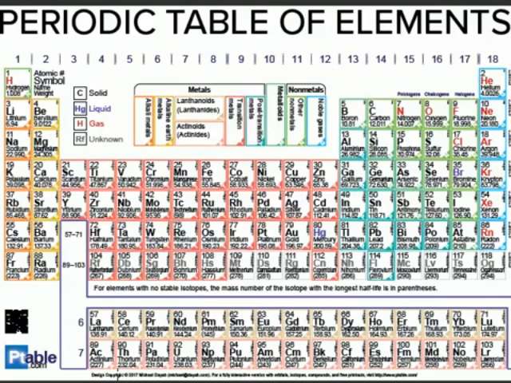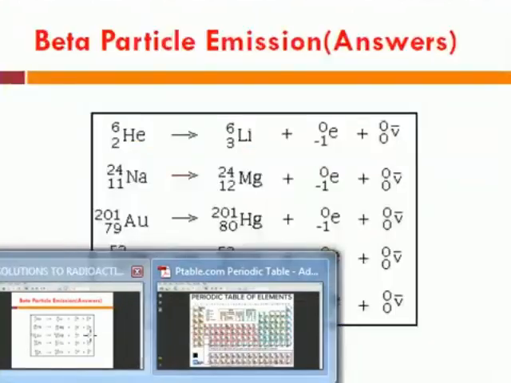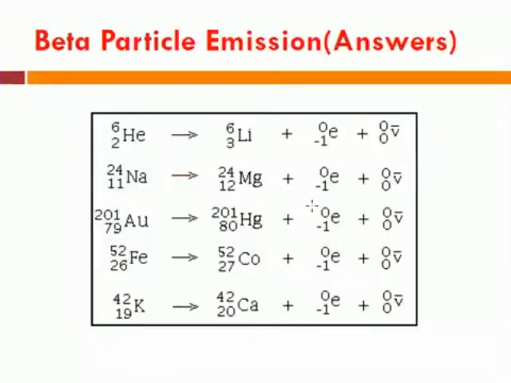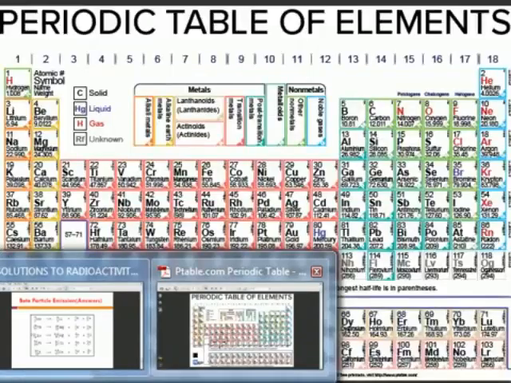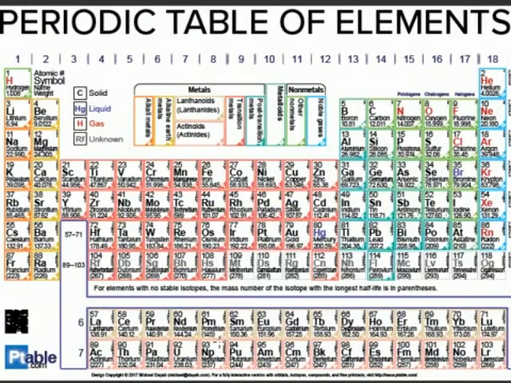Next, problem number 3. We have 0 plus 0, so that is 201. Negative 1 plus 79, so we have 80. The element with atomic number of 80 is mercury.